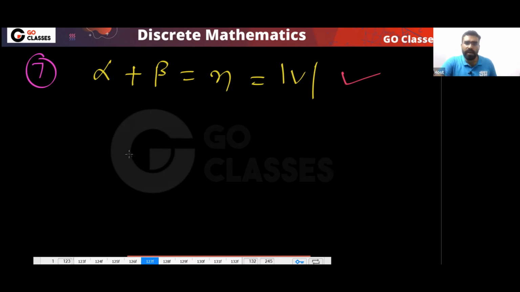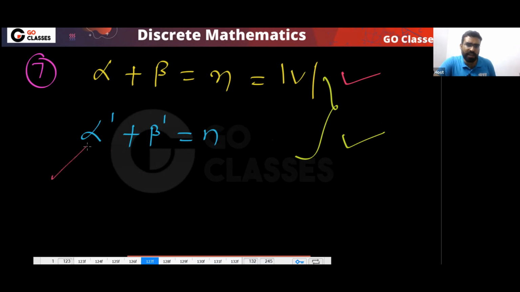Similarly, you can say the same for alpha dash plus beta dash. That is also equal to n. But the proof we will not see, because the proof is hard and complicated. But you can notice both are actually similar. So these two statements are true. What is alpha dash? This is your matching number, mu. And this beta dash is your edge cover.